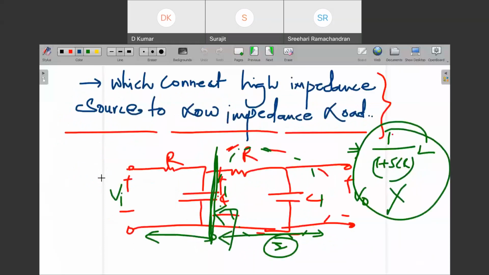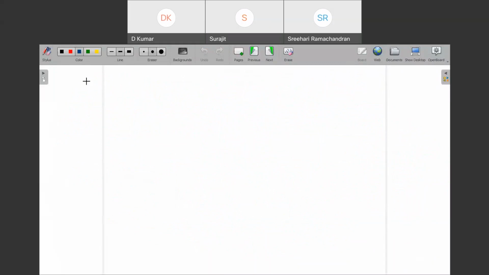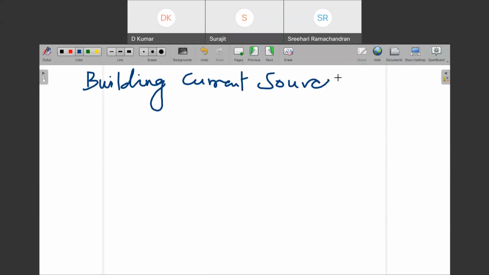Chalo. So write down the new thing which I will be talking. But before that, let me build some current sources, right? Because these current sources are very important. So build sources. Building current sources means we want to build good current sources, right? What is a good current source?